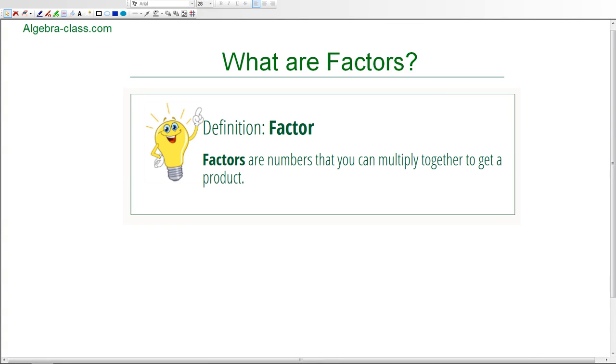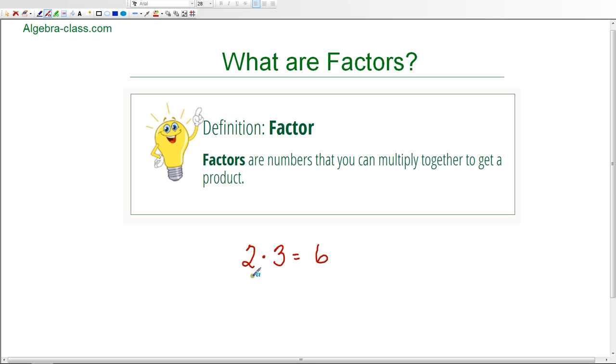In this lesson, we're going to talk about factors. So what are factors? Well, factors are numbers that you can multiply together to get a product. Let's take a look at a fairly simple example. Let's start with the numbers 2 and 3. We can multiply 2 times 3 to get an answer of 6.